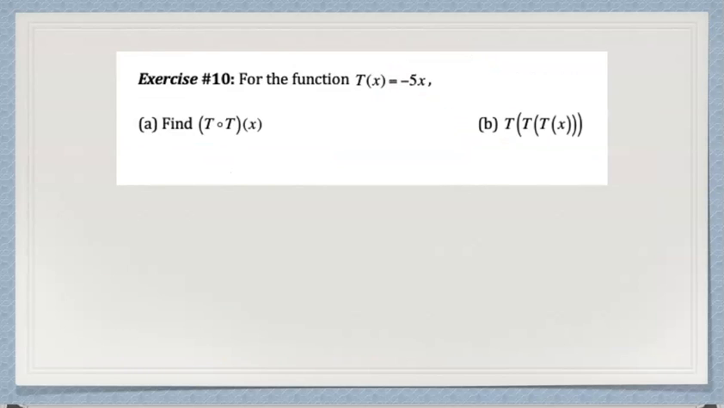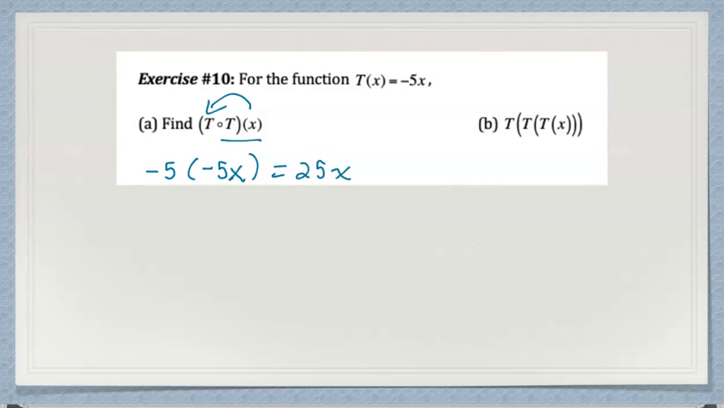Ready to get crazy? I have one function and I can compose it with itself. So I can find t of x and then put that into t again. So t of x is negative 5x. T of x is negative 5 times negative 5x. All right, so that ends up being 25x.